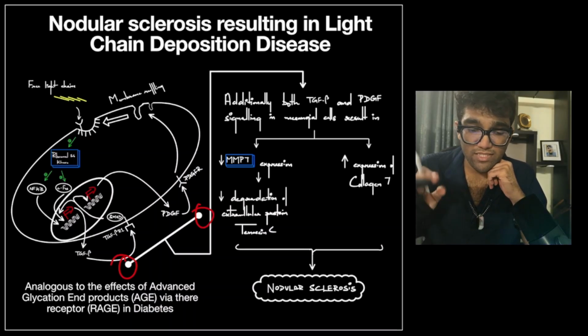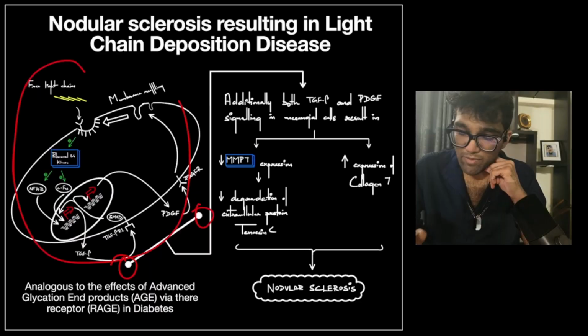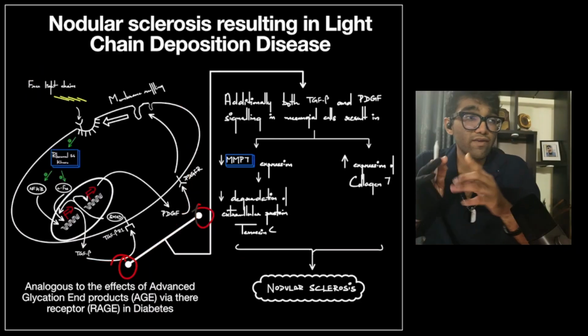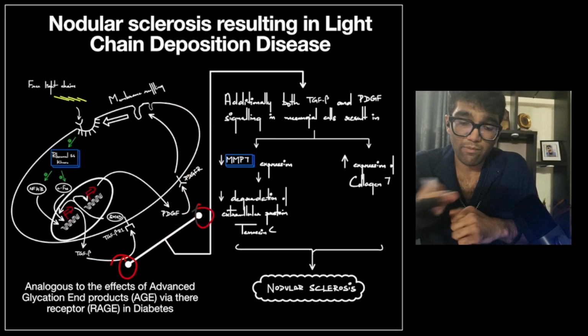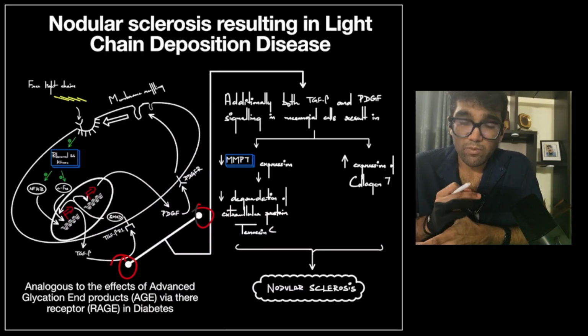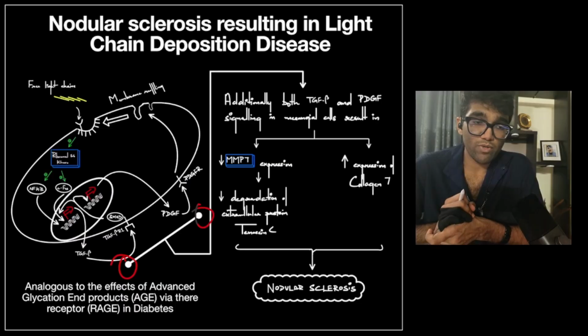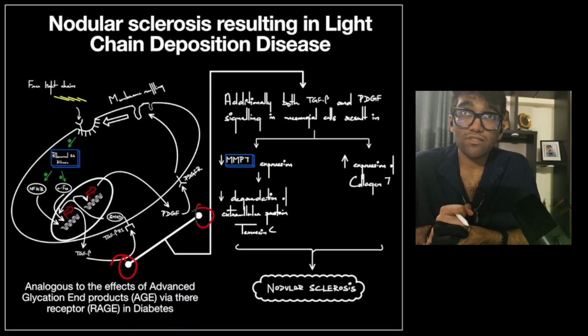So this same signaling, not this part, but everything distal to that, happens also in diabetic kidney disease, and that is why you get Kimmelstiel-Wilson nodules in diabetic kidney disease, as well as in light chain deposition disease. We'll be discussing the other morphological findings that might happen with immunoglobulin deposition in kidney diseases in subsequent lectures. But for now, I think light chain deposition disease should suffice.